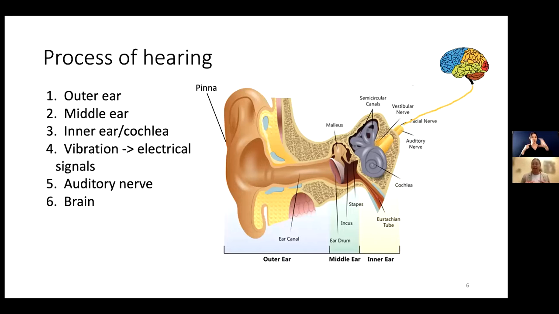And the way that hearing works is that sound enters the outer ear or the pinna. It travels down the ear canal, it vibrates the eardrum, and then it vibrates the bones in the middle ear. It causes the fluid and hair cells in the inner ear or cochlea to vibrate. These vibrations create electrical signals. This signal travels through the auditory nerve up to the brain, where the brain then has the huge task of making meaning and assigning meaning to that sound.